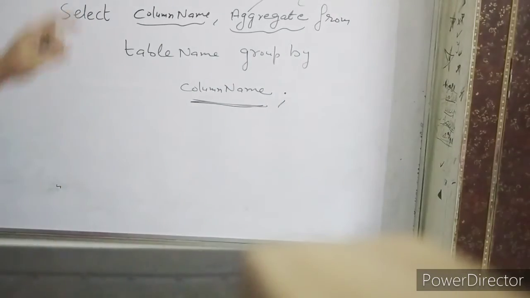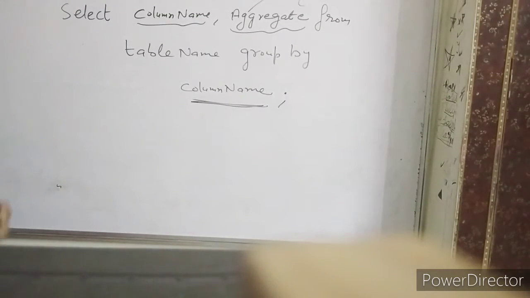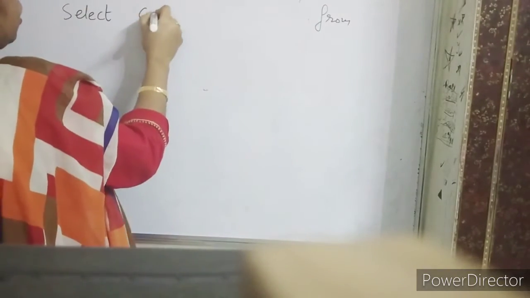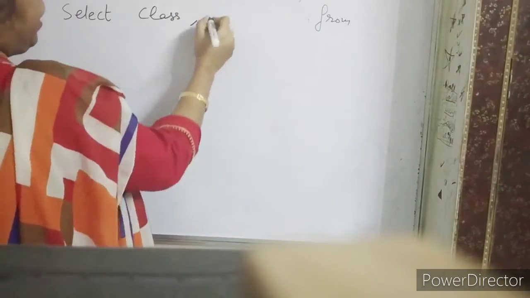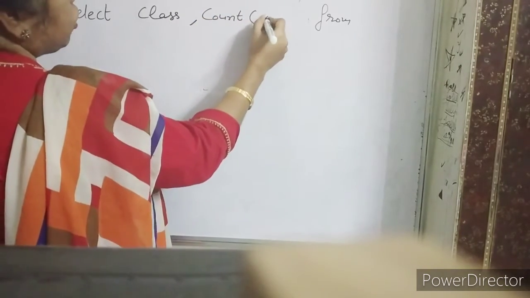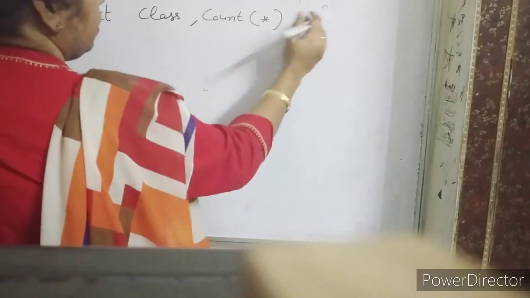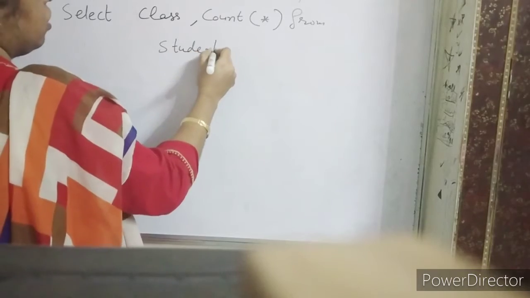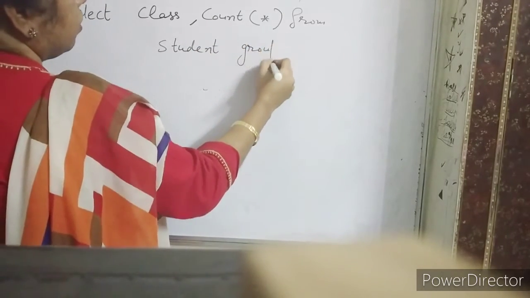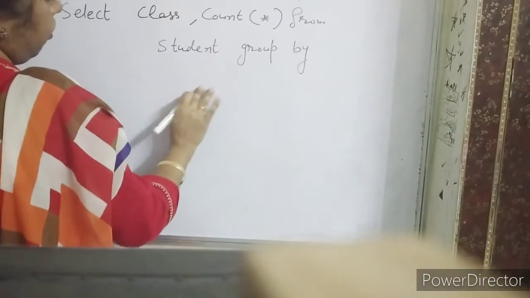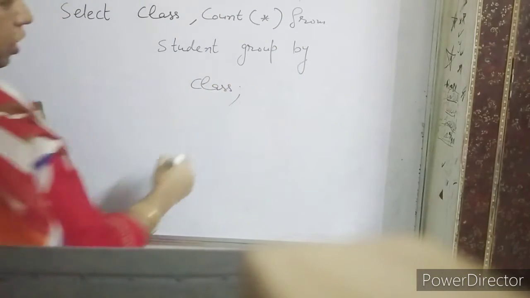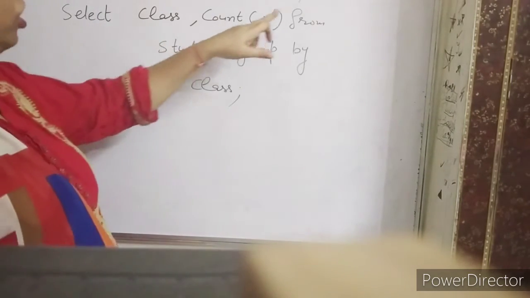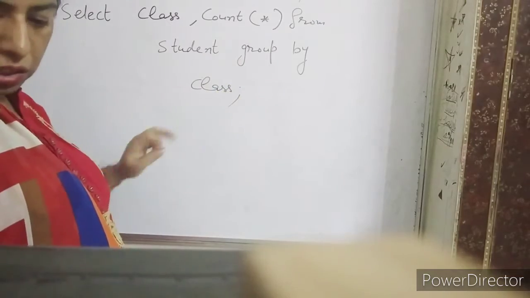Okay. Now I want to display this output. What change will I make in the syntax? Select first the class, comma, then the aggregate I want, count star, from the table. What is the name of the table? Student. Then group by class. Understand this query? Select class, comma, count star from student group by class.